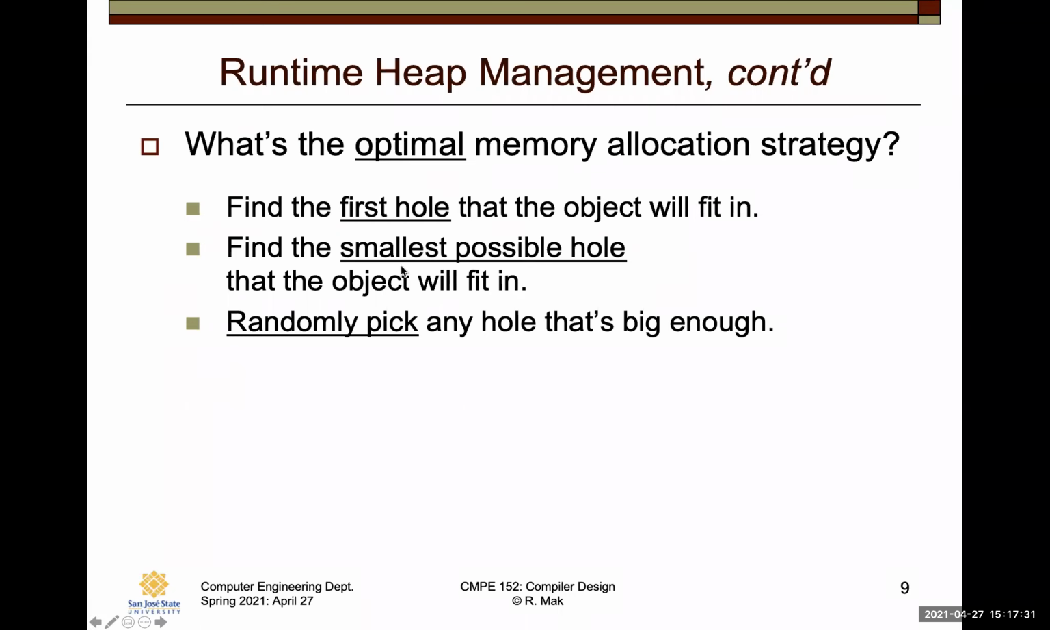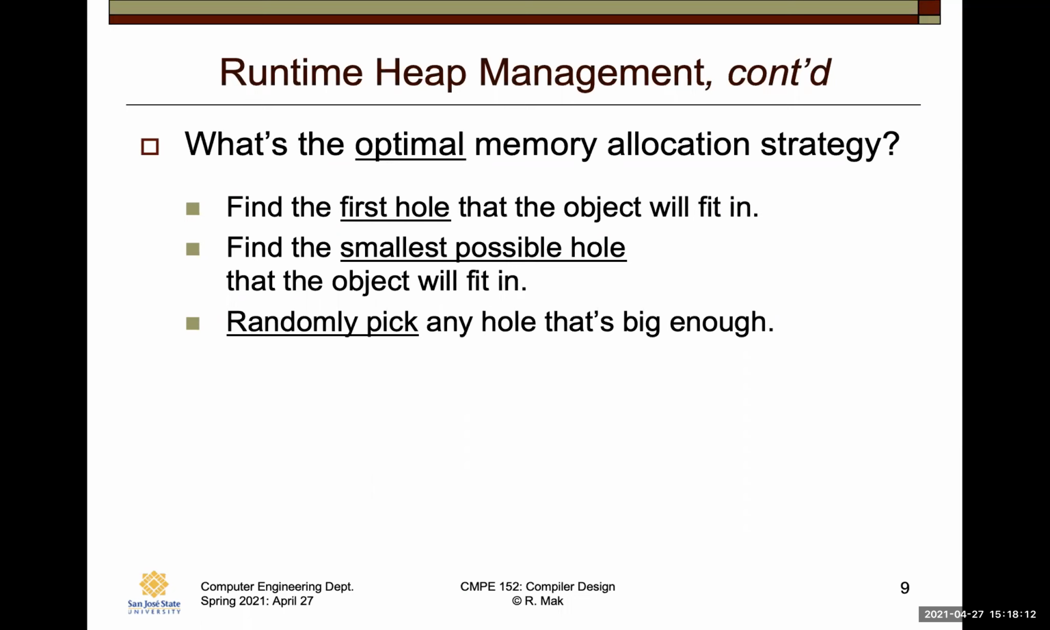Now the other algorithm says, let's see if we can do better. Instead of just sticking the object in the first hole that's big enough, let's look for the smallest possible hole that the object will fit in. So if your object's going to need 10 blocks, let's look for the smallest hole that is at least 10 blocks, and then we'll put the object there. The thinking is that you better utilize memory that way instead of just sticking the object in the first hole that's big enough.